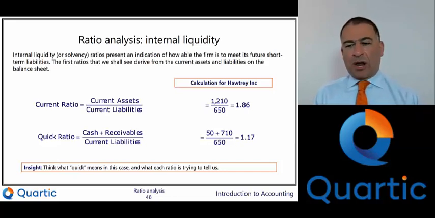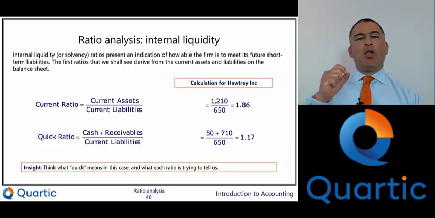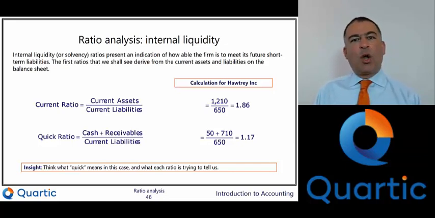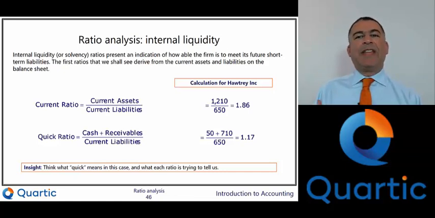So the current ratio is current assets over current liabilities. Your current assets, remember how we defined current assets? They're items that will turn into cash within one operating cycle. So if it's receivables, we need to collect them. If it's inventories, we need to sell them and collect them.